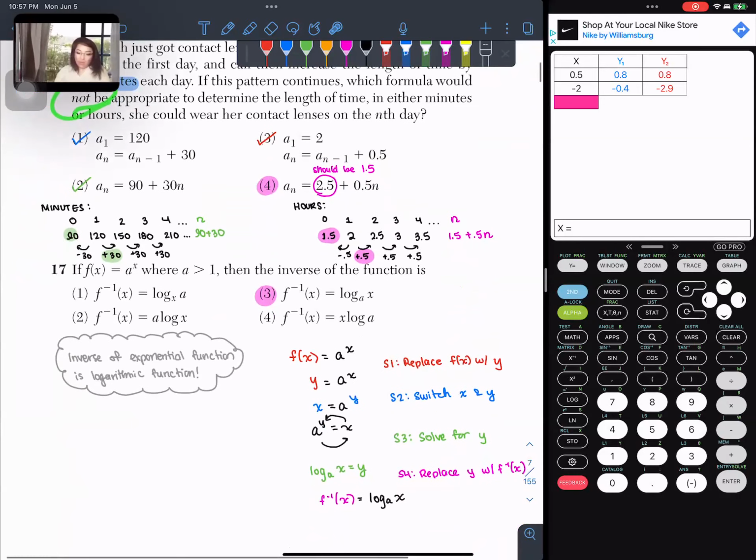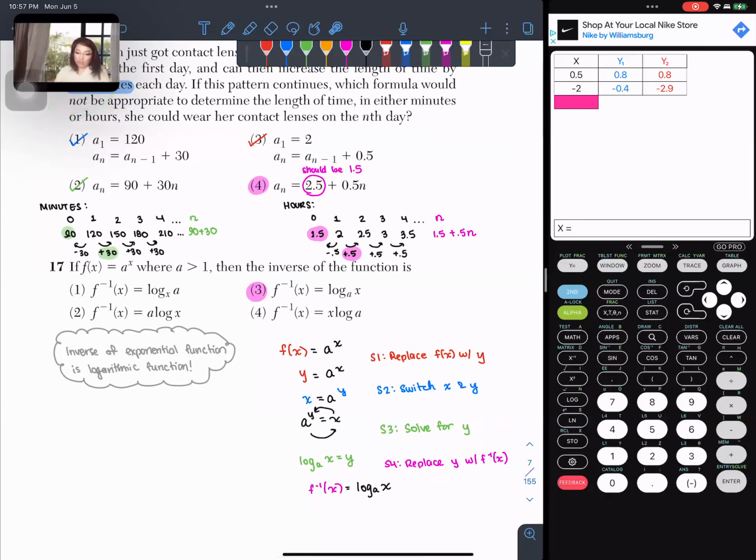Okay. Exponential function: anytime you have an exponential function, the inverse is the log with that base. So it's always log base a of x. But here's a proof if you want. You replace f of x with y, switch x and y, then solve for y so that you get log base a of x equals y, and then replace y with f inverse.